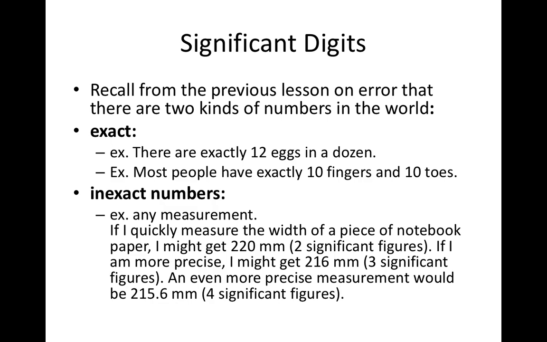There are exact numbers. There are exactly 12 eggs in a dozen. Most people have exactly 10 fingers and 10 toes. And there are inexact numbers. And any measurement that you do is an inexact number.